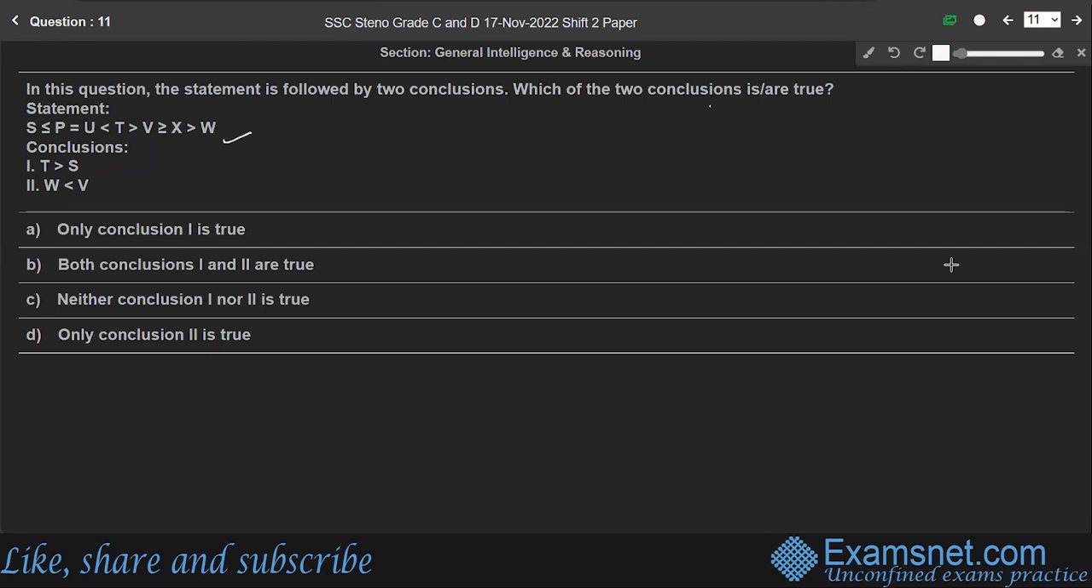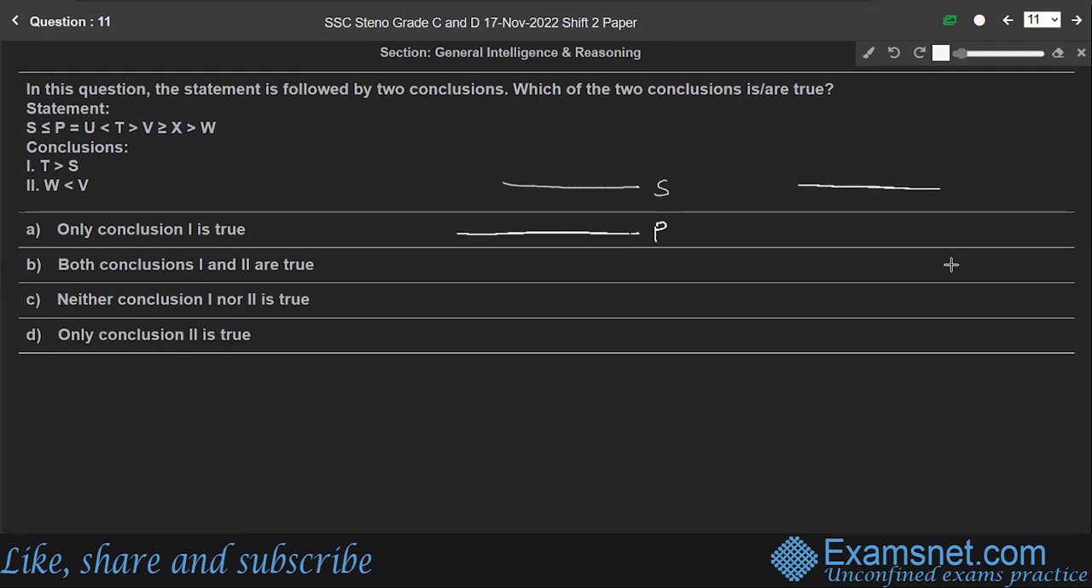Question number 11. In this question, the statement is followed by two conclusions. Which of the two conclusions is or are true? Right? We'll consider the given statements. So, S is greater than or equal to P. So, we'll consider S as a line, right? S as a line, which is less than or equal to P. So, S is less than P. So, we'll consider one more line, P, which is greater than S or equal to S, right?